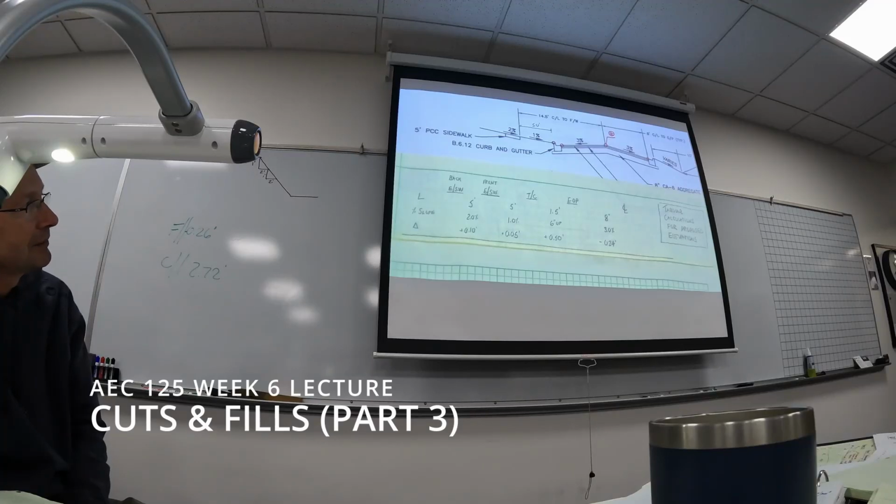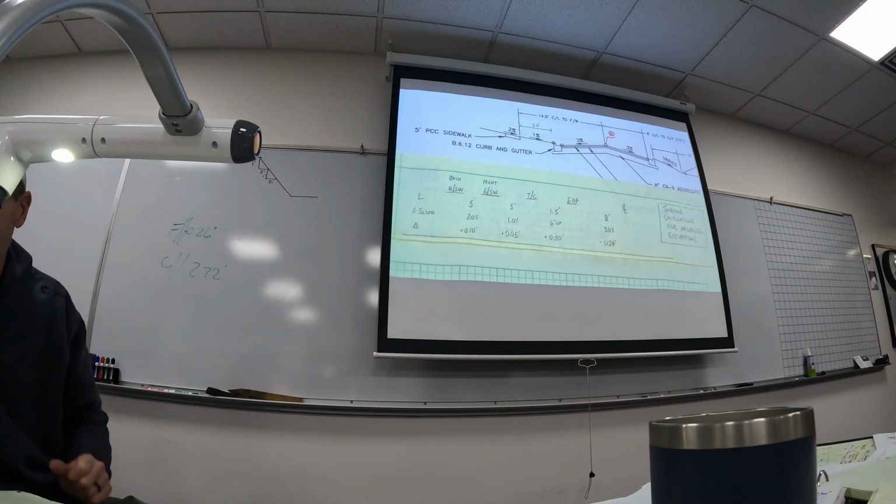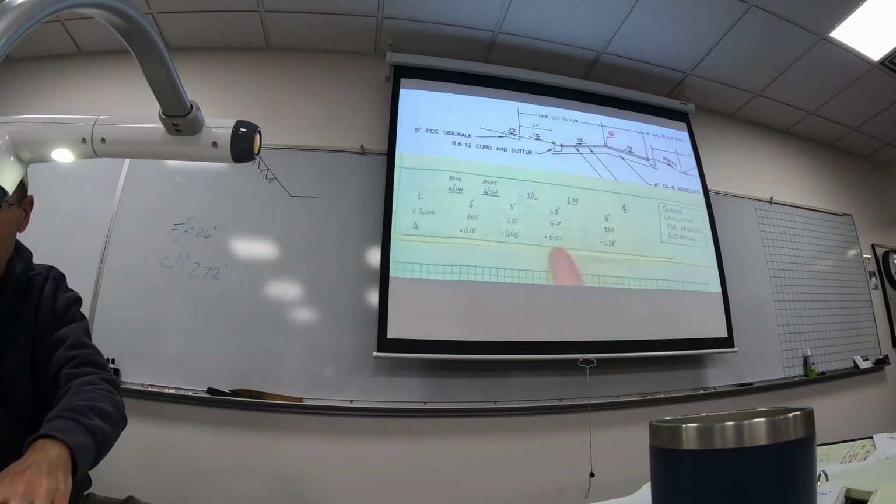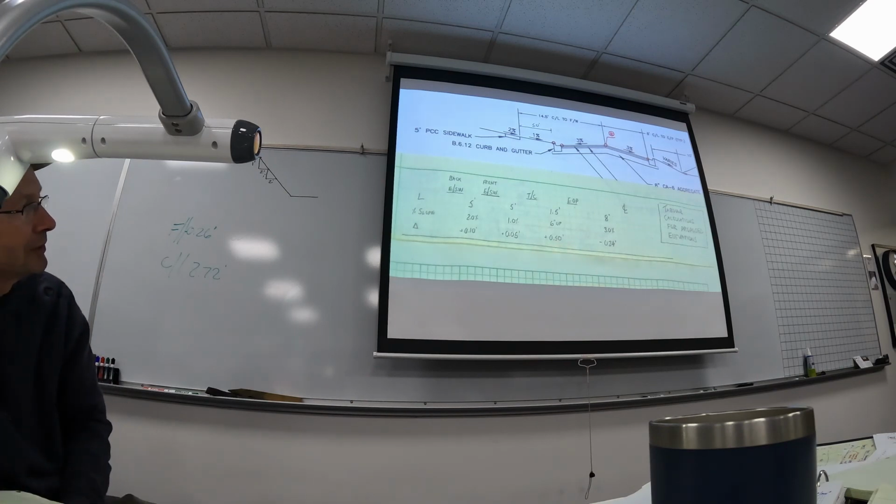So we're going to subtract. Am I going too fast? Everybody okay? Making sense? How about edge of pavement to top of curb? Well, we said we're going 6 inches up, so we're going to go plus 0.5 feet.